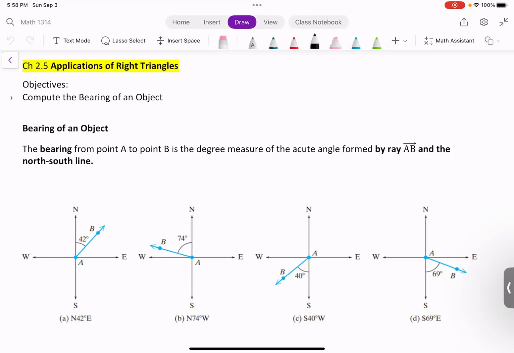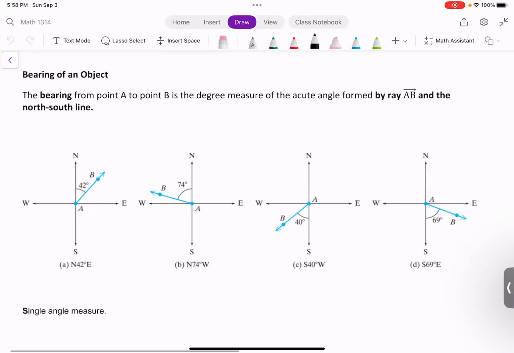For example, you cannot say, I'm at the Lone Star College, which avenue, or I'm at the Memorial Hermann Park somewhere. So you must use the angle to describe your direction. There are two kinds of methods to describe the bearing. The first one we call the north-south line bearing.